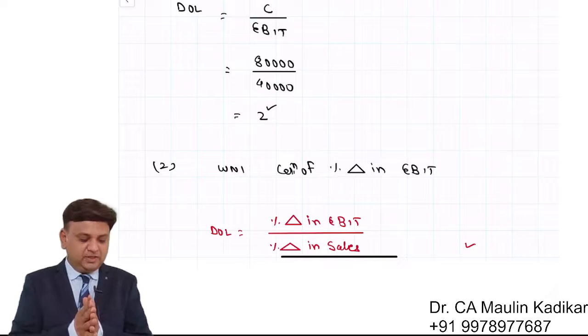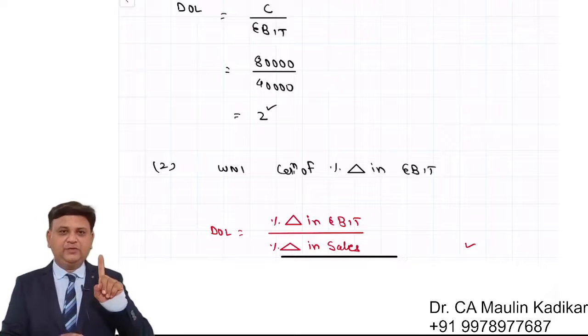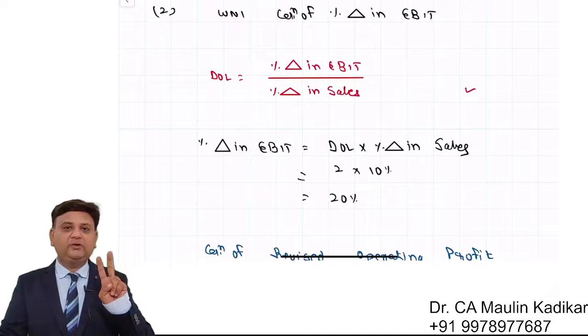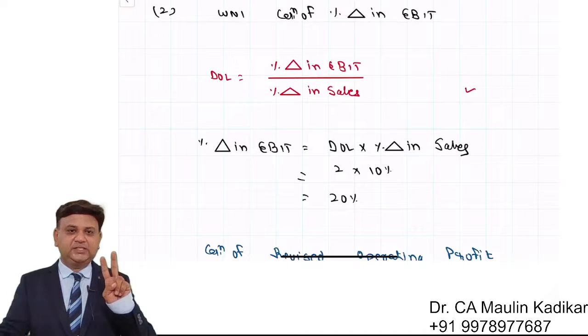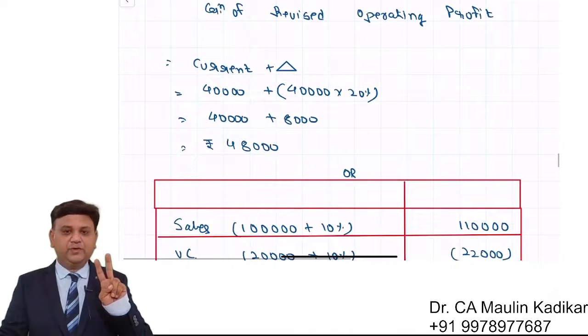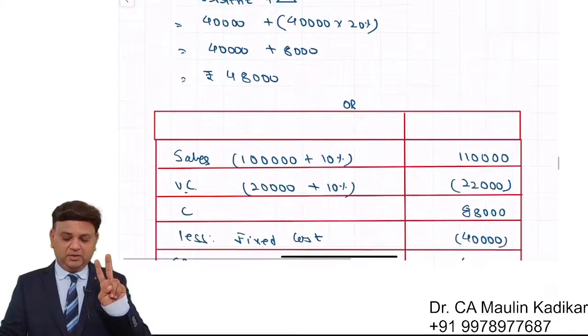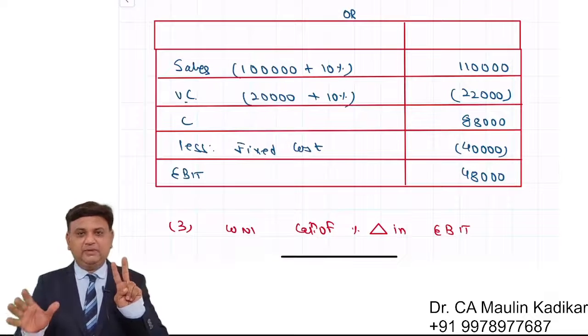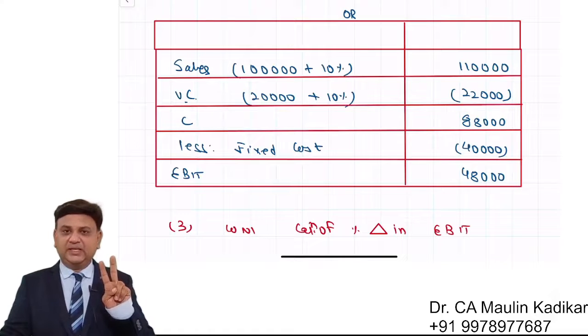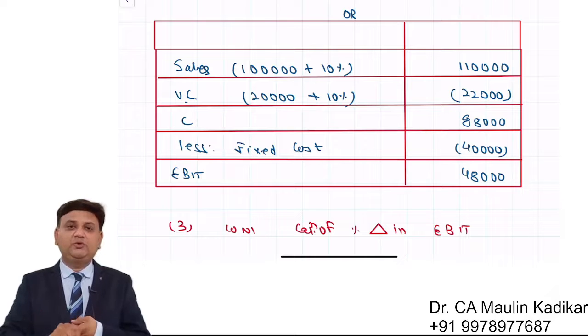So friends, over here is a summary of the entire answer. First of all, we have to find DOL, that is contribution upon EBIT. In the second question, we are required to calculate the revised EBIT if sales increases. So sales increases by 10%, DOL is 2, so EBIT increases by 20%. So from 40 it increases to 48. Or otherwise, we can have a table presentation. Going with the percentage change formula is mandatory if the question says you are required to use the leverage concept to give the answer.